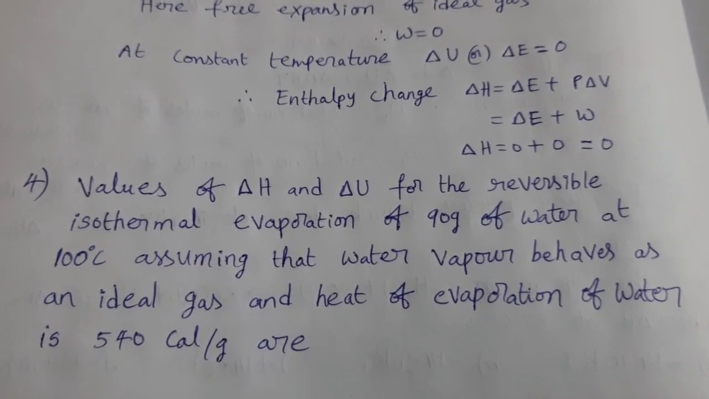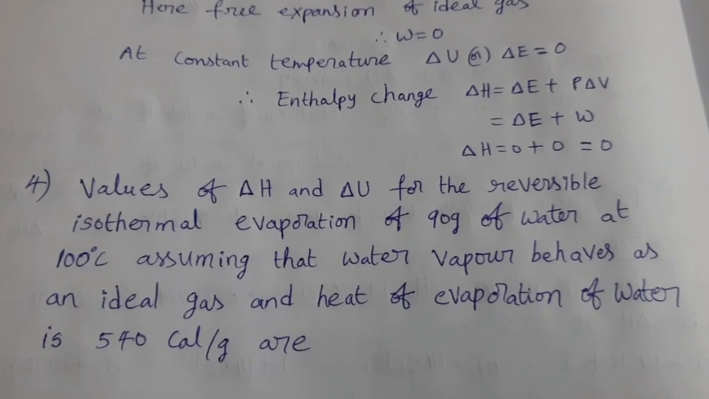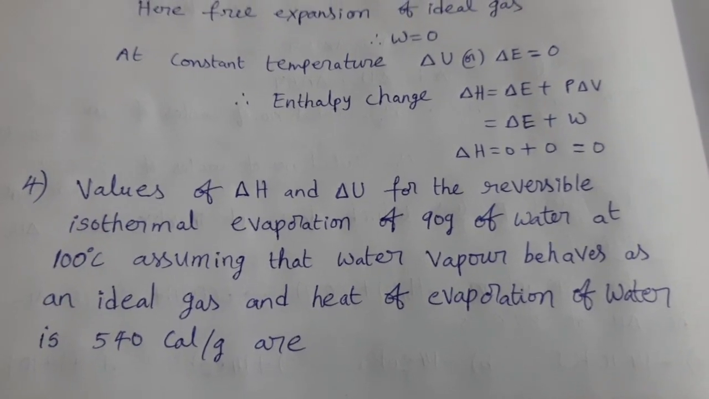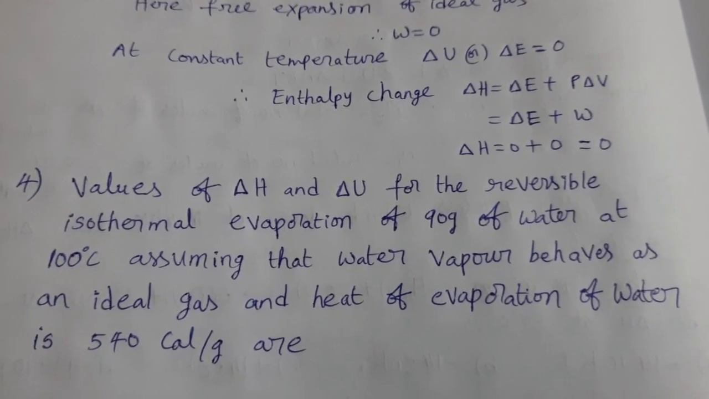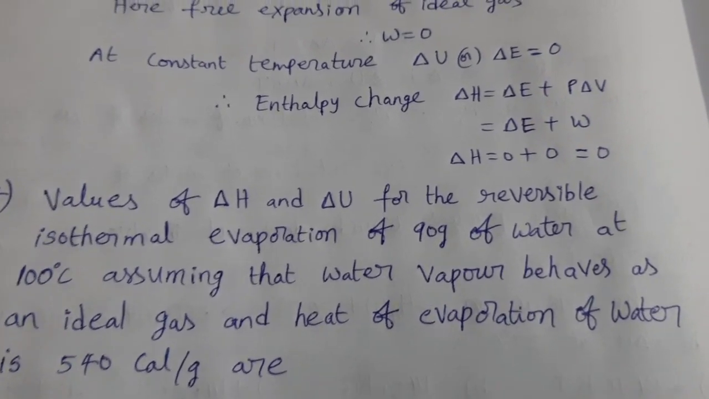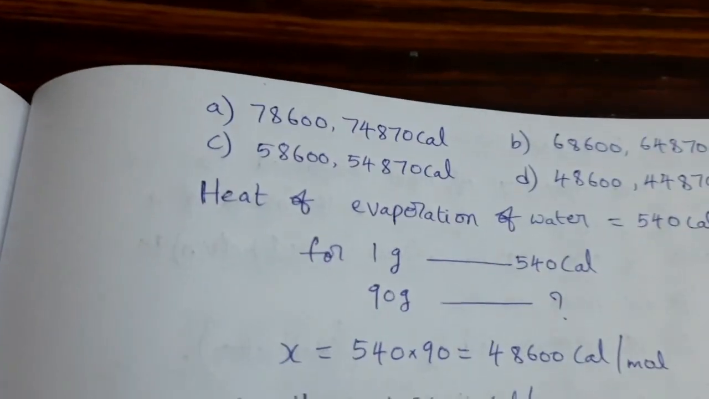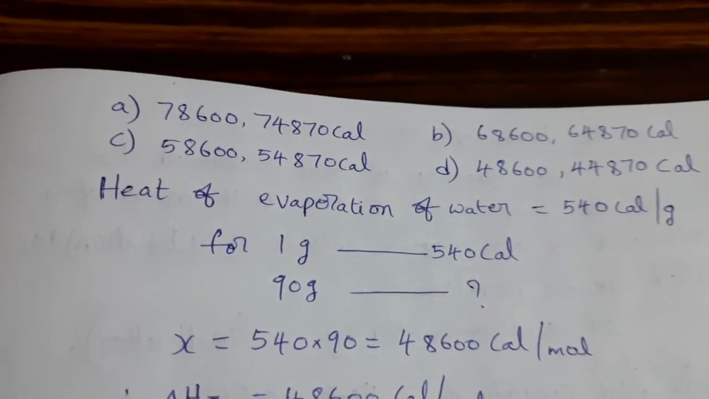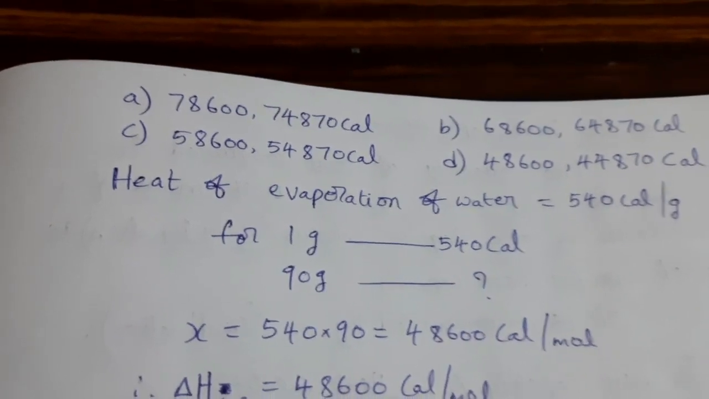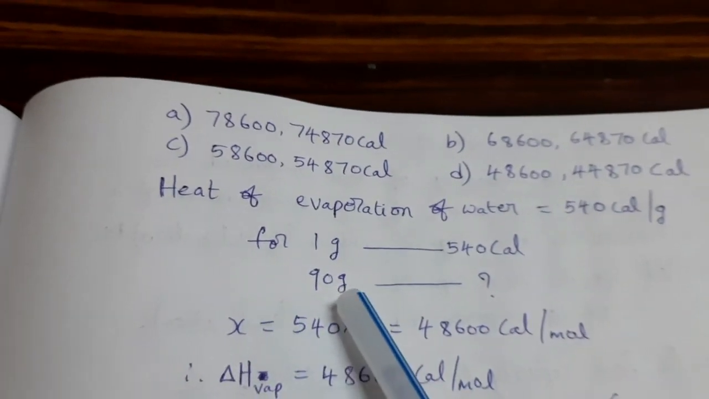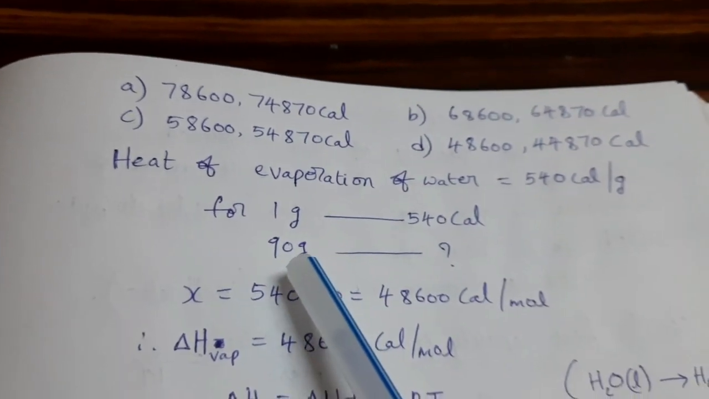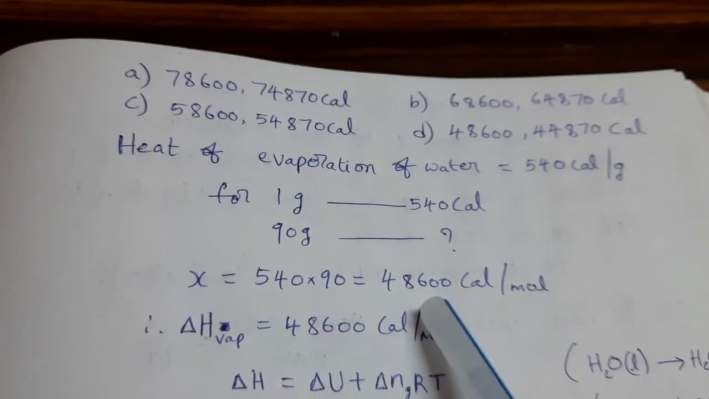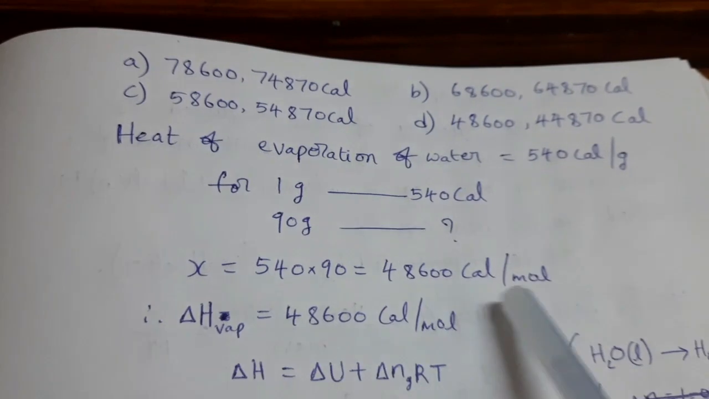Here given substance is 90 grams of water at 100 degrees Celsius, evaporation of water is given. How much? 540 calorie per gram. Per 1 gram of water evaporation, required energy is 540 calorie. Now see the answer. Heat of evaporation of water equal to 540 calorie per gram. For 1 gram 540 calorie, but in the question how many grams of water? 90 grams. So heat of evaporation for 90 grams of water is this one, 540 into 90, that equal to 48,600 calorie per mole.